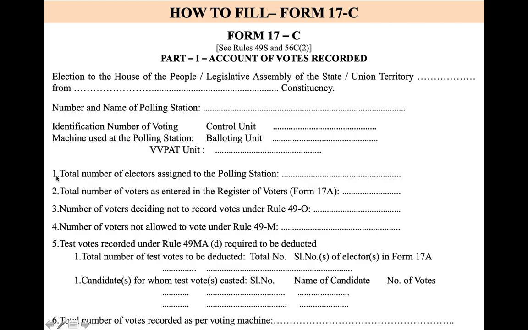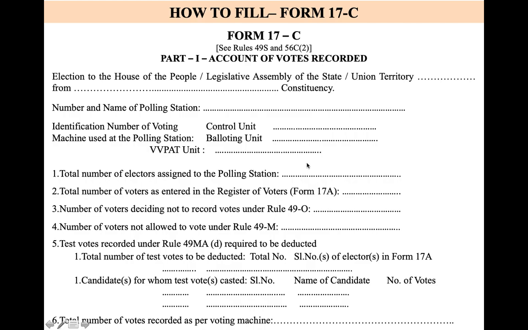Now let's come to point number 1, total number of electors assigned to the polling station. Where will you get the details from? You can obtain the detail from the electoral roll, the number of voters who are to cast votes in this particular polling station. Suppose in the polling station where you are appointed, the total number of voters registered is 200. So in the marked copy of the electoral roll, there will be details of 200 voters.